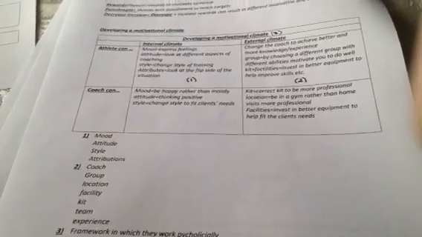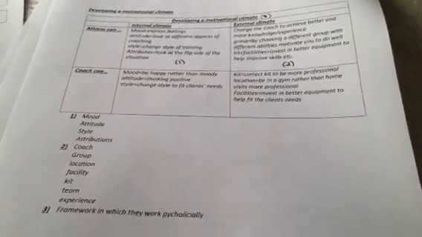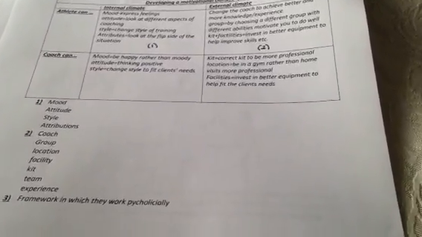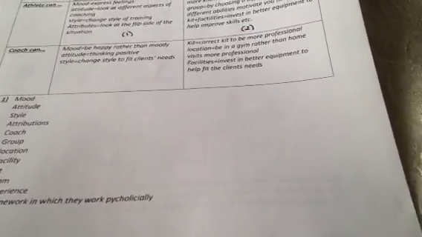This is BTEC, unit 17, A1, P2, part 3. So this is the final theory for motivation, and this is developing a motivational climate.